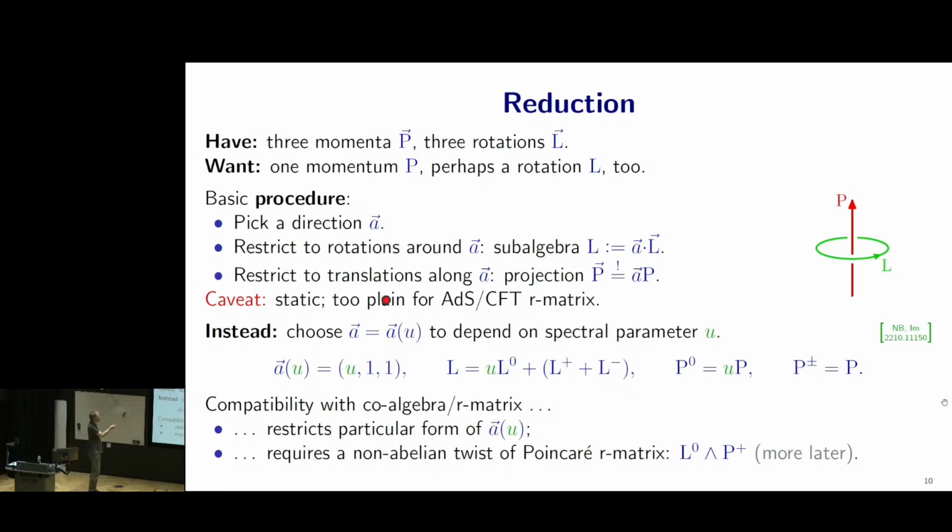But still, this procedure works. You can reduce the algebra in this way, and even the co-algebra reduces nicely. But you cannot do this for any arbitrary vector. It has to be basically of a very simple form like this one. And it only works if you do a twist of the Poincare R matrix in the first place. And the twist is of this form, where you take one Cartan generator and a raising generator. And I'll talk a bit more about that later.